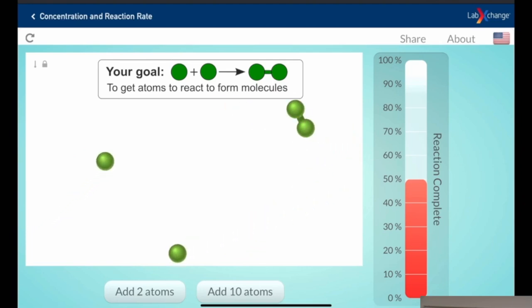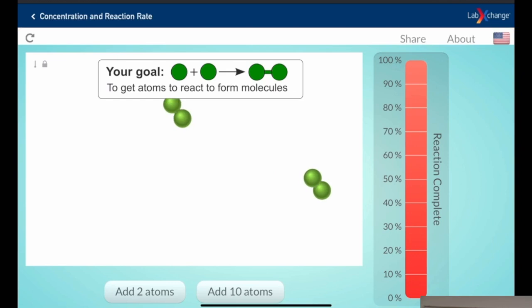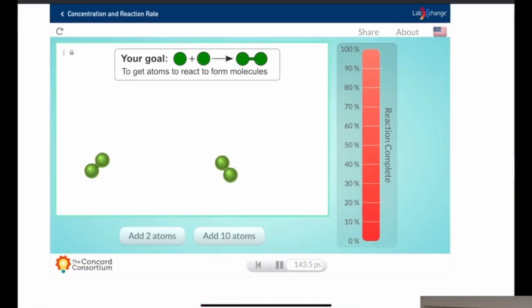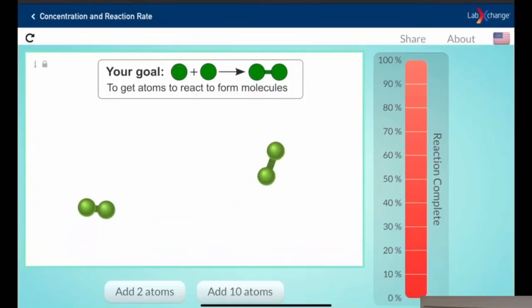Oh, they just switched partners again. Oh, come on. All right, it's taken a while. I think you get the point, right? Why don't we increase? Okay, we did it. All right. So let's stop that.